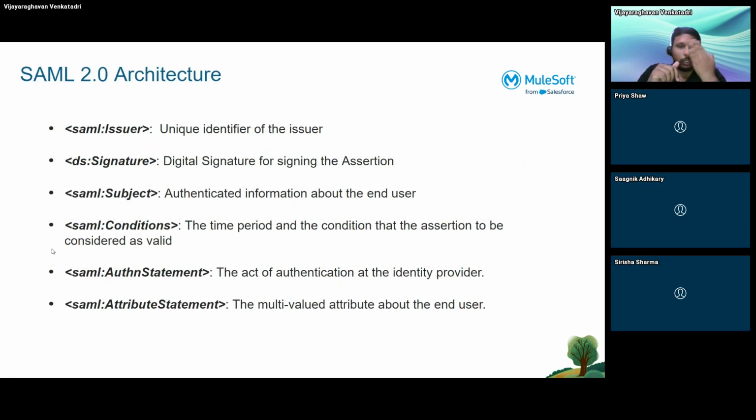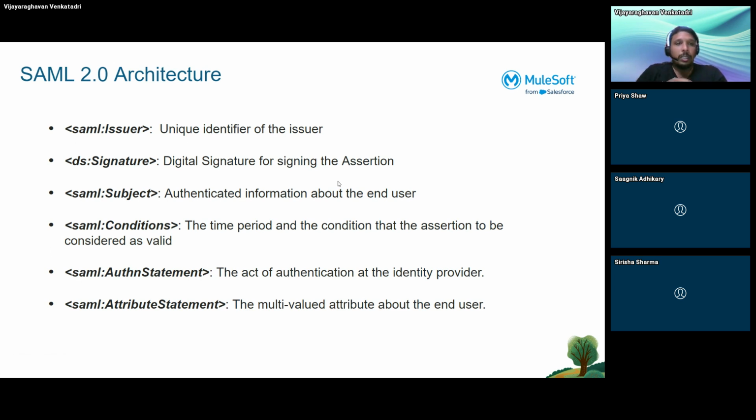First one is the issuer. The issuer is a unique identifier, or an identity, of whoever is initiating this. Before SAML 2.0, in SAML 1.1, the identity provider itself directly provided the assertion, which means it was initiated directly from the identity provider. But when it comes to 2.0, it will be initiated from the service provider. So whoever is going to be the issuer, the initiator, their identity will be covered in the issuer section.